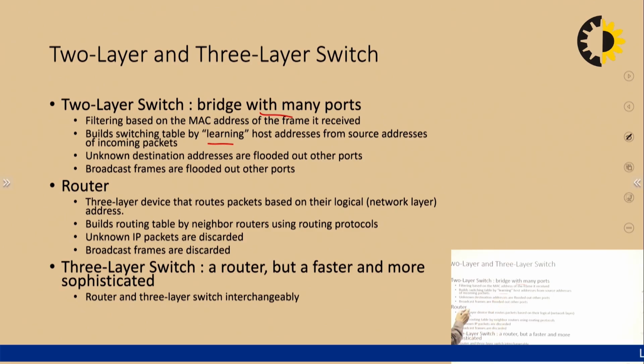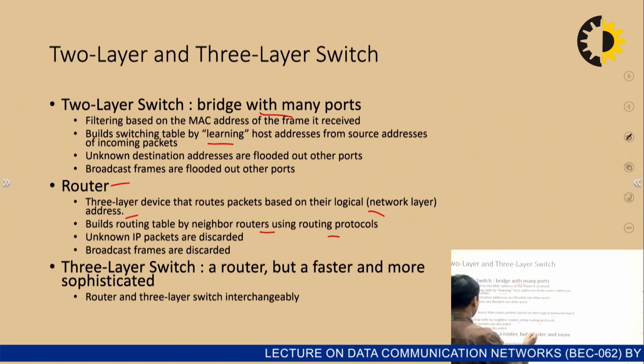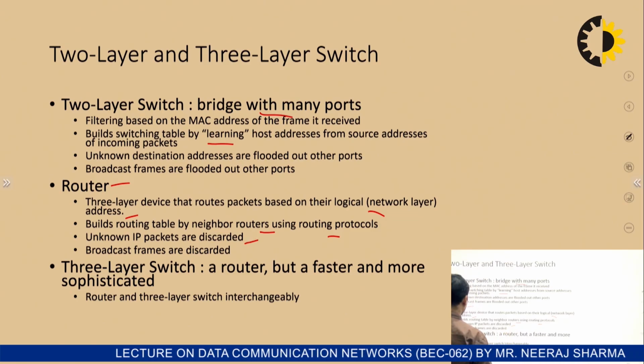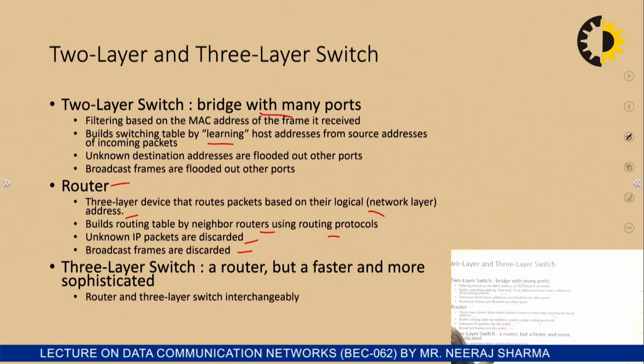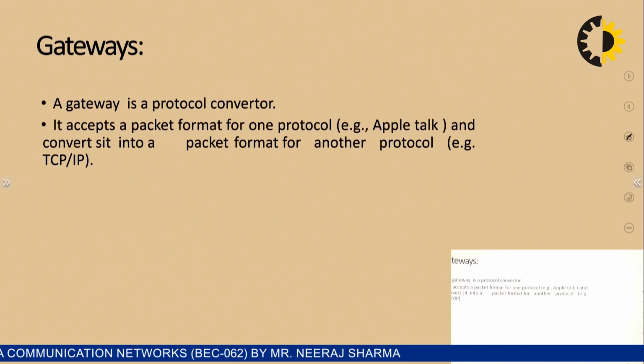The next one is your router here. So the three-layer device that routes packets based on their logical address works at the network layer. It builds a routing table by neighboring routes using the routing protocol. Unknown IP packets are discarded. Broadcast frames can be discarded here. So the three-layer switch is a router, but a faster and more sophisticated one.